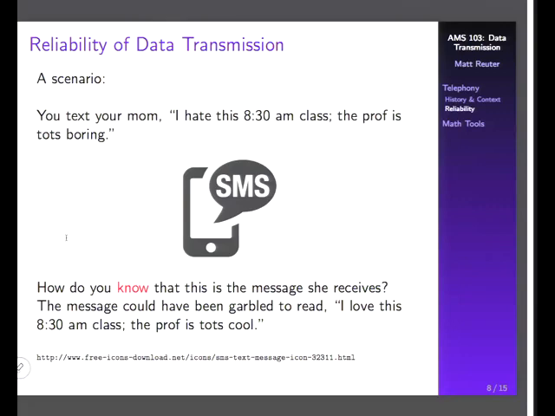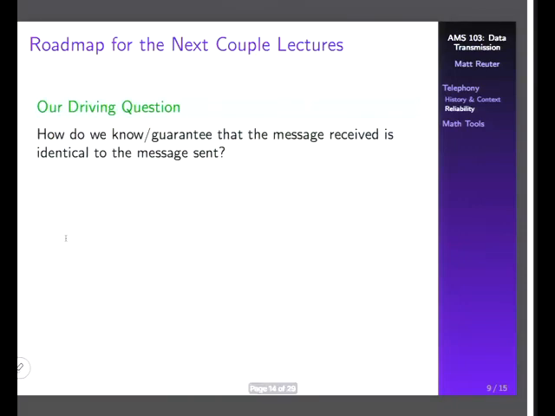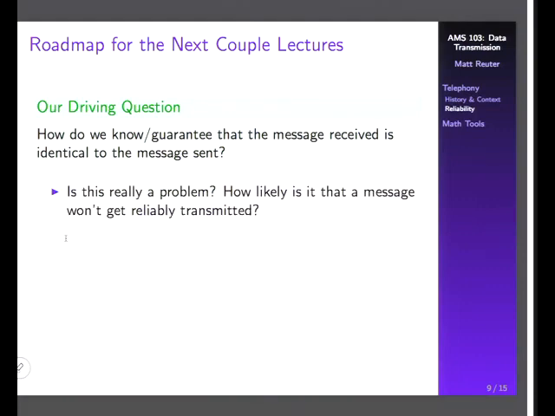Okay? And so this is one of the themes that we're going to try to get at as we go through this unit: how do we know or guarantee that the message received is identical to the message that's sent? There are a couple facets of this problem that we're going to have to discuss. One of them is, you might ask yourselves, is this really a problem? How likely is it that a message doesn't get reliably transmitted? If it doesn't really occur all that often, do we really have to worry about this? Or am I just making hay out of nothing?